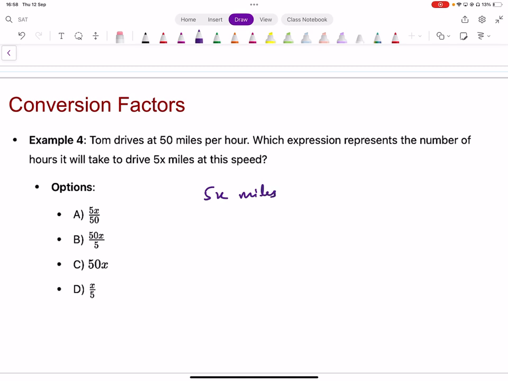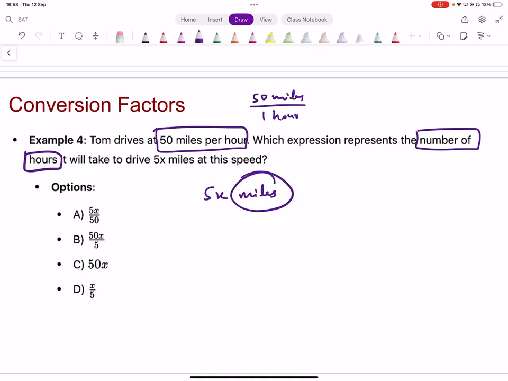Now, what are the conversion factors? Miles per hour, 50 miles per 1 hour. Is that okay? That's one conversion factor. We want number of hours at the end, so the final answer has to be in hours. We need to cancel out miles somehow. How do we write this fraction? We could write this as 1 hour over 50 miles. Miles and miles get cancelled, and we have hours left.